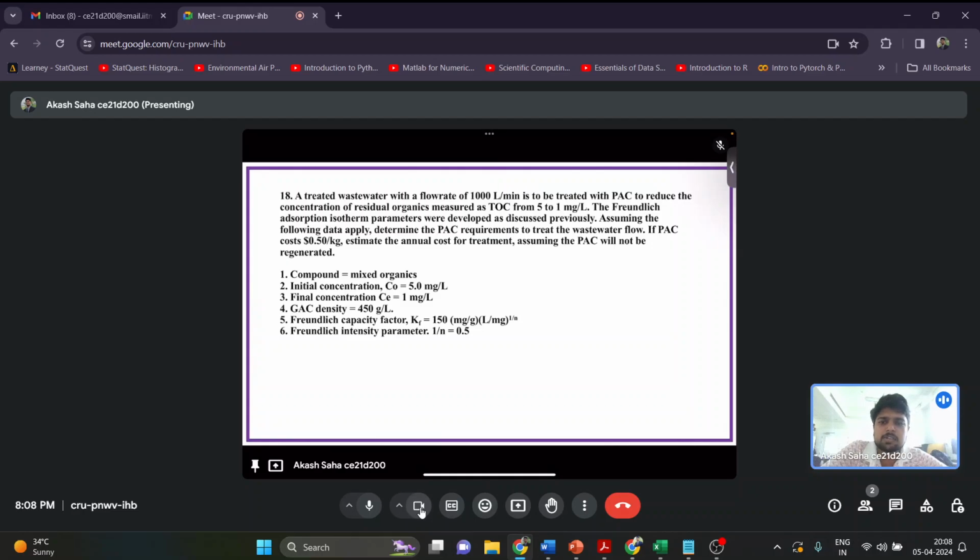The Freundlich adsorption isotherm parameters were developed and discussed previously. Assuming that the following data apply, determine the PAC requirement to treat the wastewater flow. If PAC costs half a dollar per kg, estimate the annual cost of treatment assuming the PAC will not be regenerated. So the compounds are mixed organics, initial and final concentration 5 and 1, density as 450, Kf value is 150 and 1 by n is 0.5. So we have to find out the total cost. So just note down the problem. It's a pretty direct and simple one.